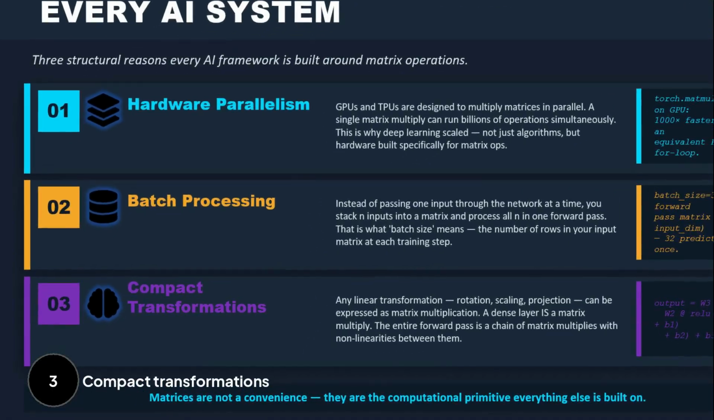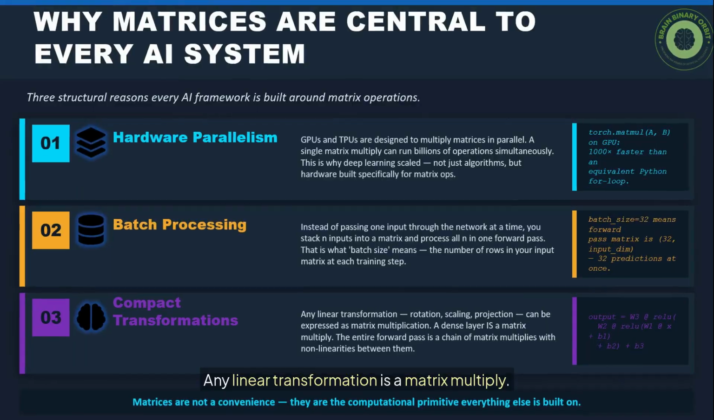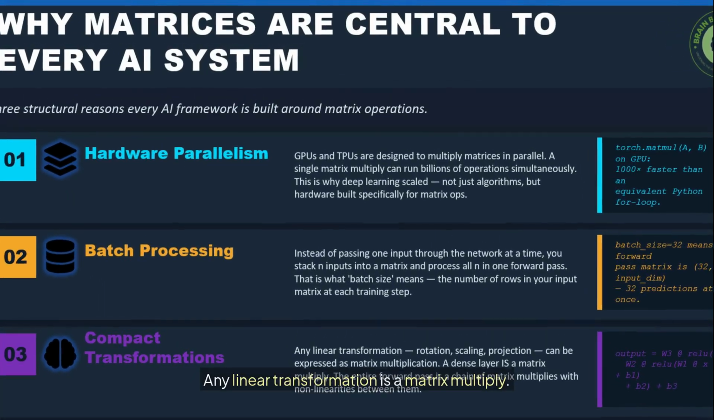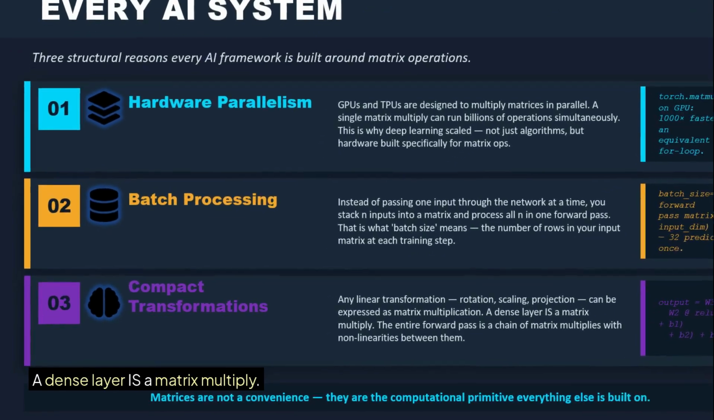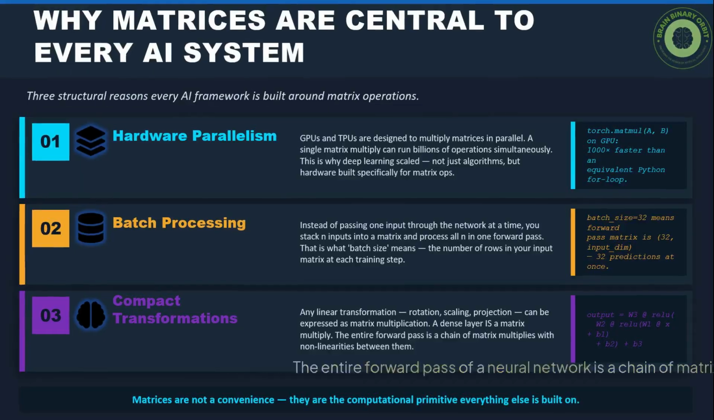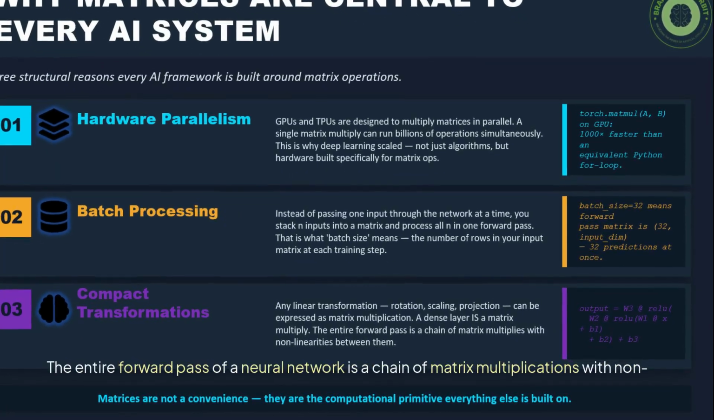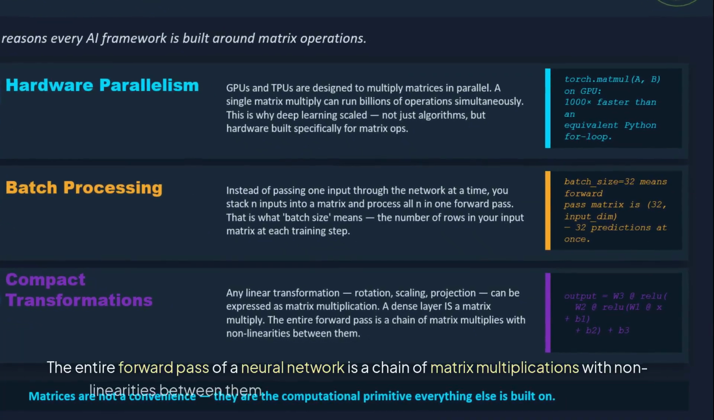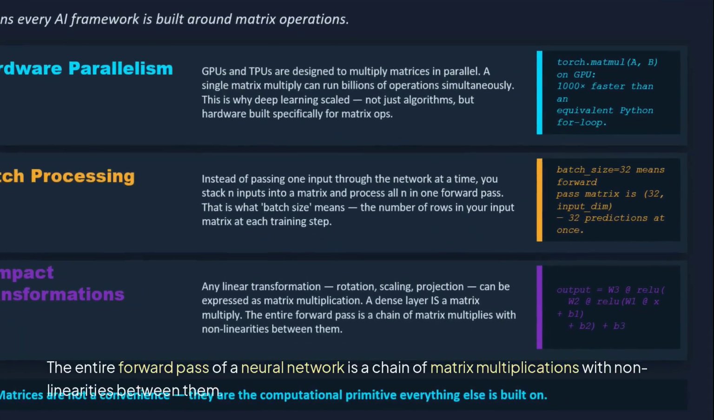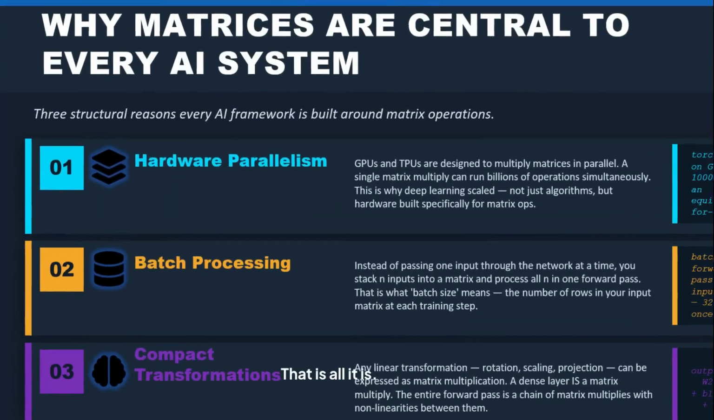Third, compact transformations. Any linear transformation is a matrix multiply. A dense layer is a matrix multiply. The entire forward pass of a neural network is a chain of matrix multiplications with non-linearities between them. That is all it is.